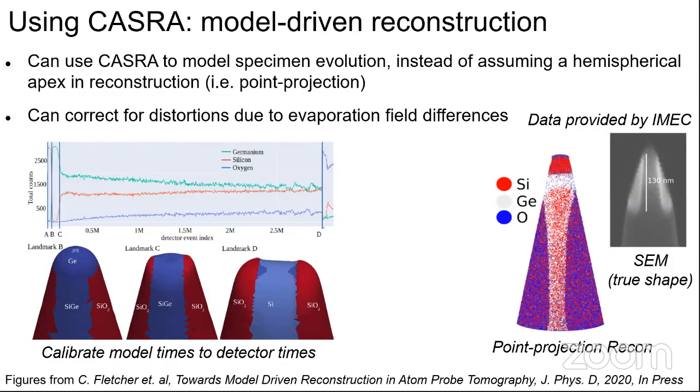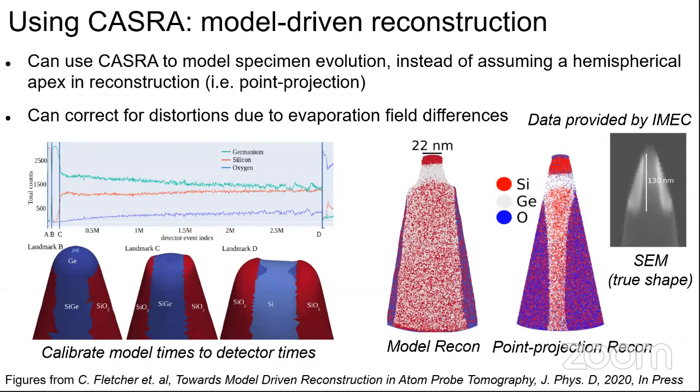So there's this narrowing in the central channel within the standard point projection reconstruction, which is due to a low field phase down the center of the central channel. Using the model, you can correct for this once you've calibrated the fields and the times between the model and experiment.